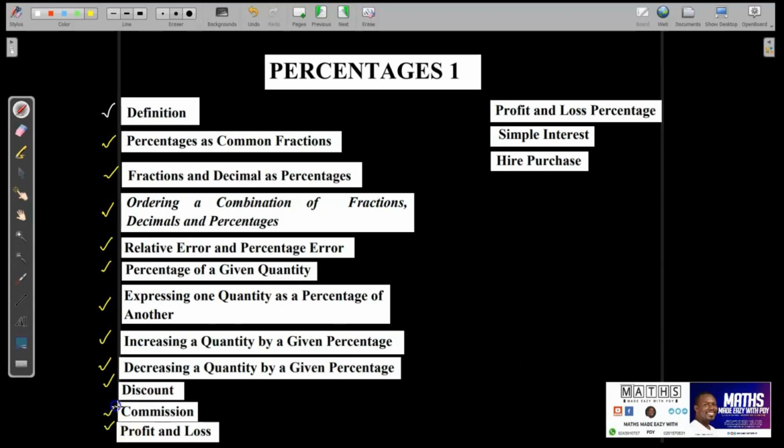Profit and loss. Then we'll be ending the lessons with profit and loss percentage and then simple interest as well as hire purchase. It's my wish that today we'll be able to take the first 4 objectives, that is definition, percentages as common fractions, fractions and decimals as percentages, then ordering a combination of fractions, decimals, and then percentages. This is what my target is for today. If we have more time, then we'll be looking at relative error and then percentage error.